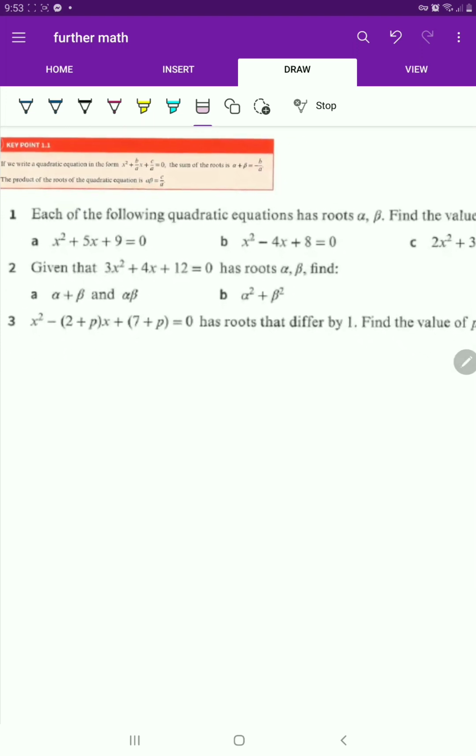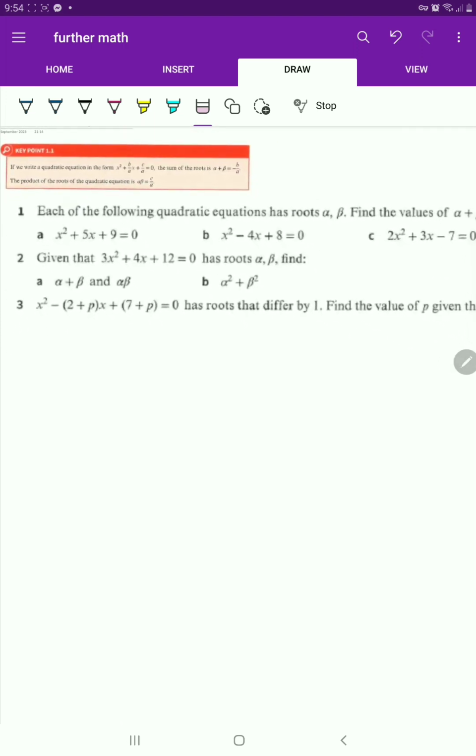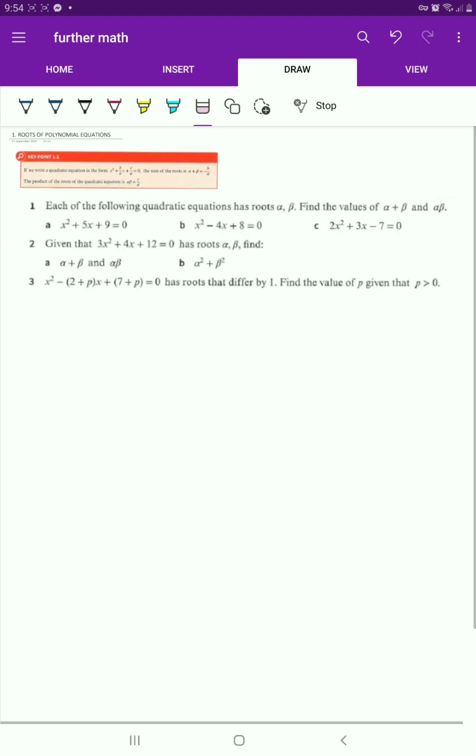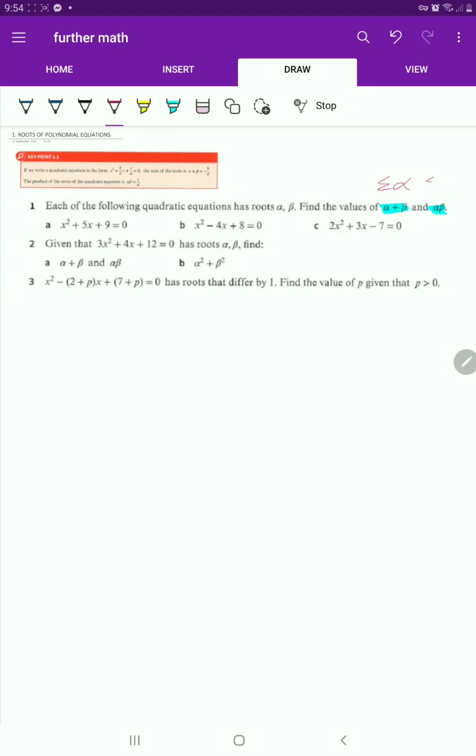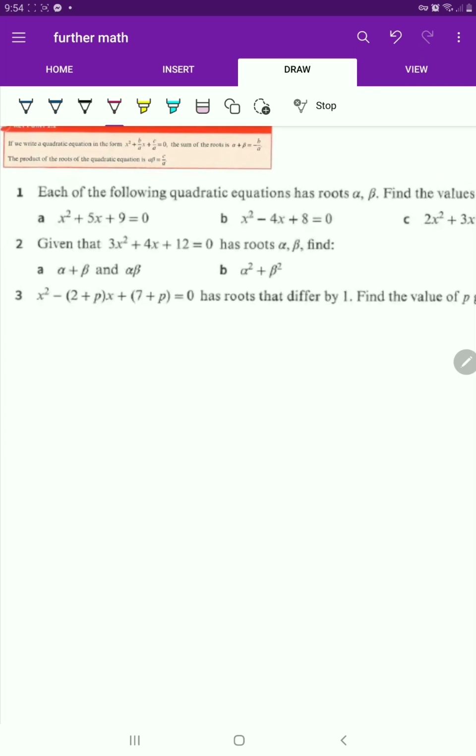Each of the following quadratic equations has roots alpha and beta. Find the values of alpha plus beta and alpha beta. In this case, because there are only two, we're using this symbol. But later on, we're going to use sigma alpha beta. Now, the sum of the roots is what? For the first one, it is negative 5. Negative 5 is the sum, or we can say that the sum, sigma alpha, is negative 5.